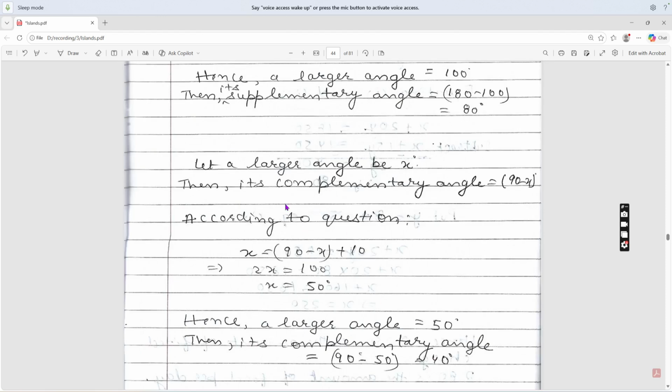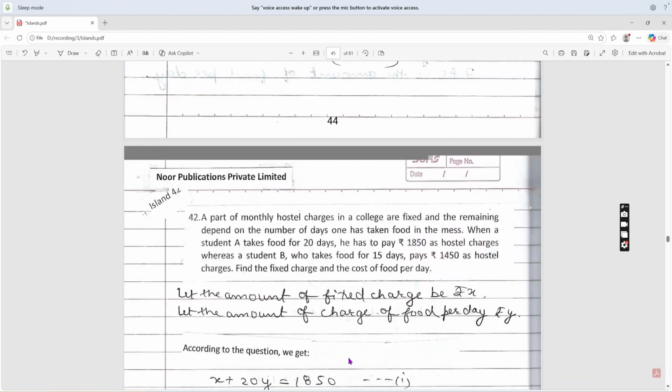Okay, the same question may come for a complementary angle also. So I have put one more variation here. Let the larger angle be x, then its complementary would be 90 minus x. This time I have taken the larger angle to be 10 more than its smaller complementary angle. So the complementary angle is 90 minus x. Now we open the bracket and we get x is equal to 50 and its complementary would be 40. Okay, next.